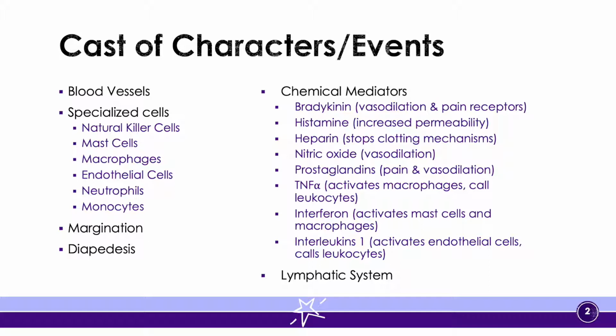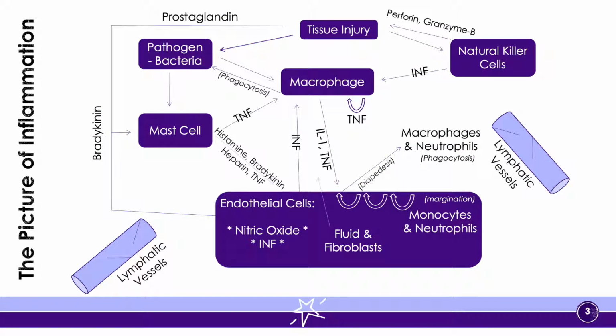So let's start by looking at our cast of characters again and events that should be included in our summary. So we had our blood vessels and the specialized cells. We wanted to include the events of margination and diapedesis. We're going to address all of the chemical mediators that are involved in it, and then end up with our lymphatic system. So taking a look at this summary overall, we're just looking at a picture of the inflammation.